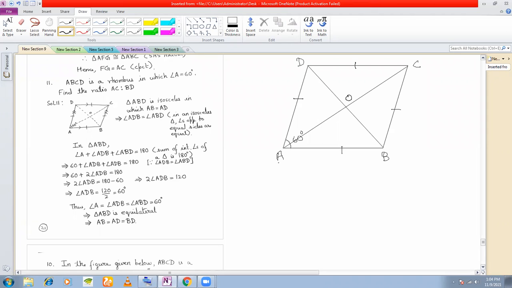Unlike earlier, the last problem was the most difficult problem that you can come across. So ABCD is a rhombus in which angle A is 60. Now, if this angle A is 60, look at this triangle ABD. What is this triangle? This triangle is an isosceles triangle, isn't it? Yes, sir. Isosceles triangle in which these two sides are equal. That means the opposite angles must be equal. This angle must be equal to.